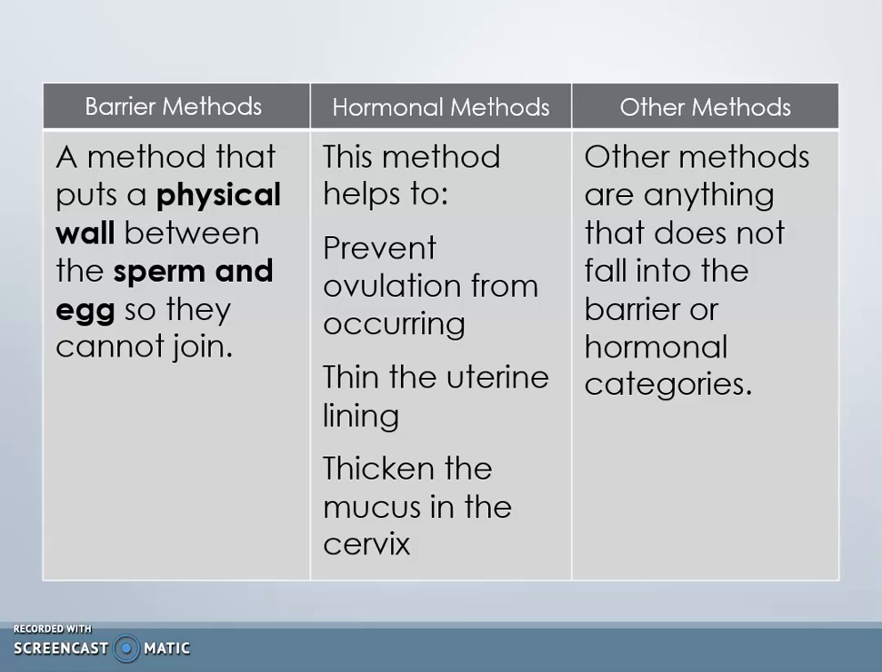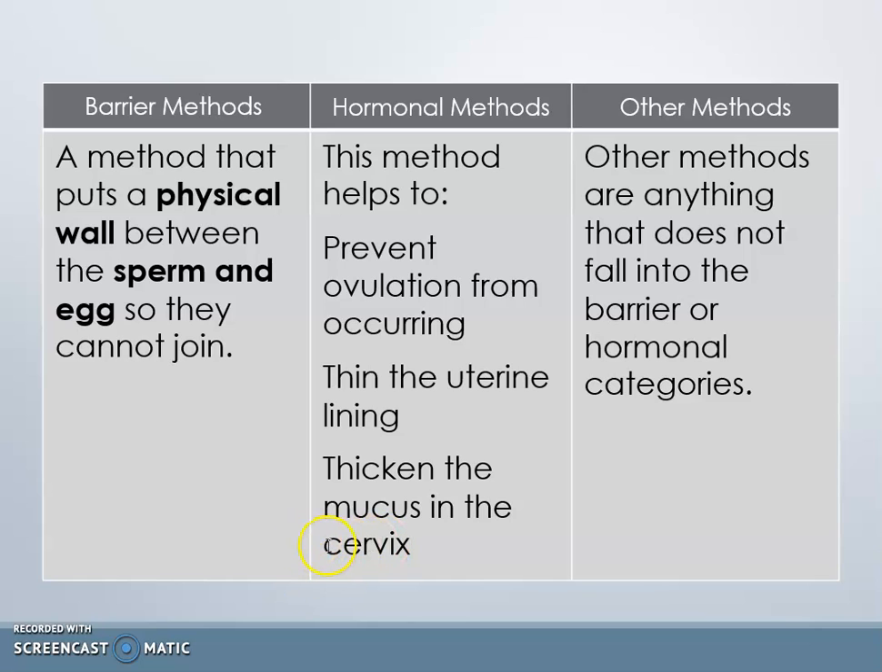But also the thin lining of the uterus makes it kind of a hostile environment for the fertilized egg, which is a zygote, to implant into the uterus. Without that lining, the egg would disintegrate and fall out of the body with the blood from the period. The third thing it does is thicken the mucus in the cervix.